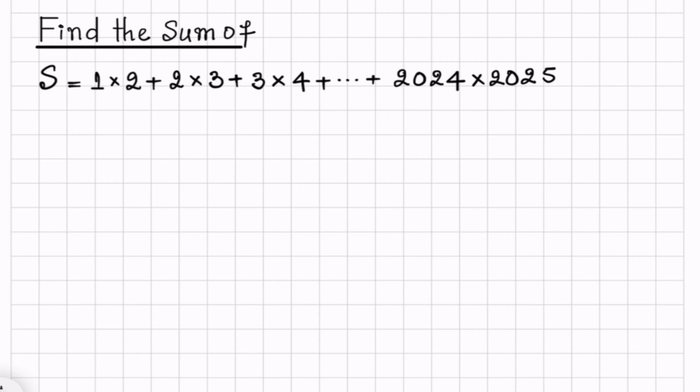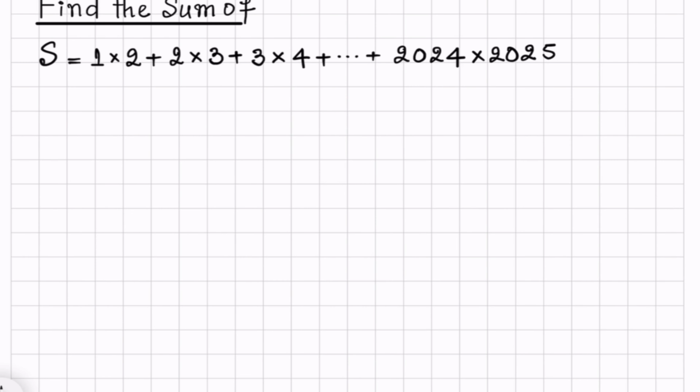In this video tutorial, I have another question. Find the sum of x which is equal to 1 times 2 plus 2 times 3 plus 3 times 4 plus dot dot until 2024 times 2025. This one looks huge, right? But it's not really huge, okay? So I'm going to solve it for you. I'm going to make it easy.